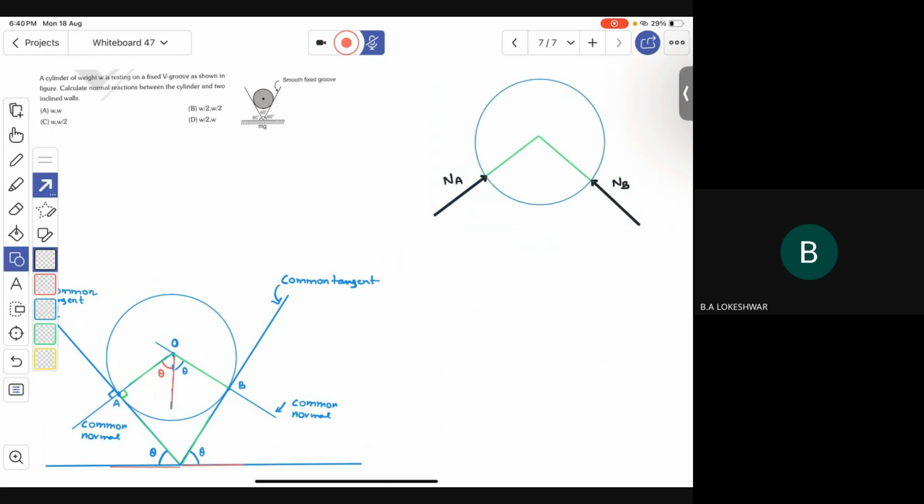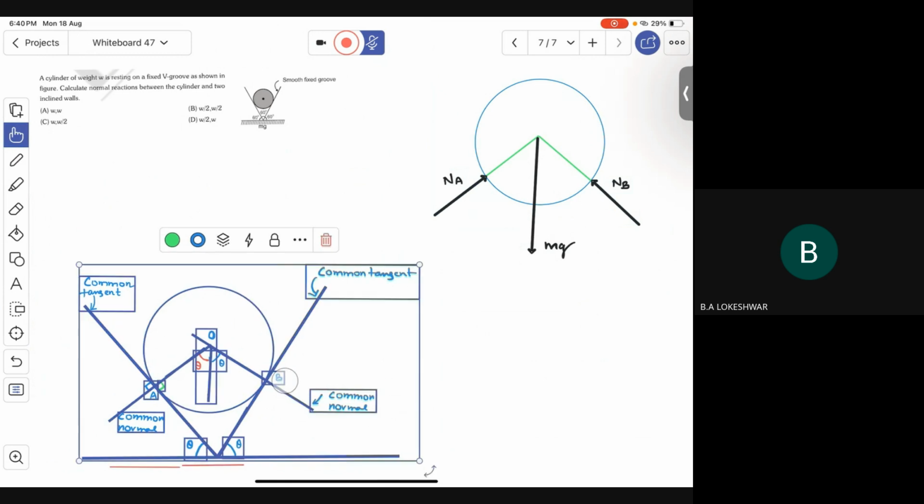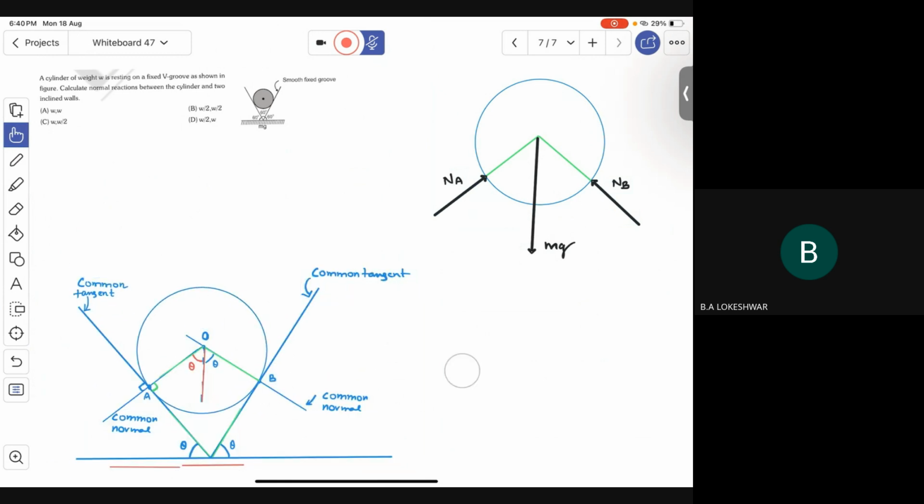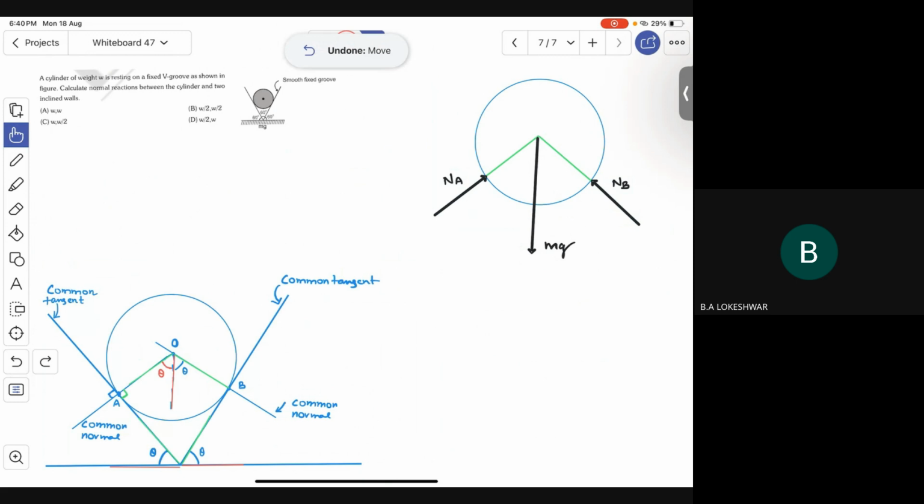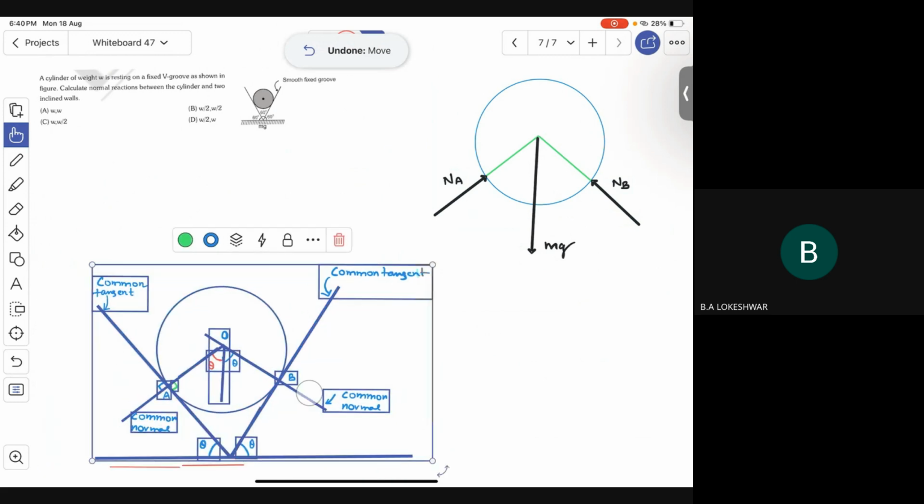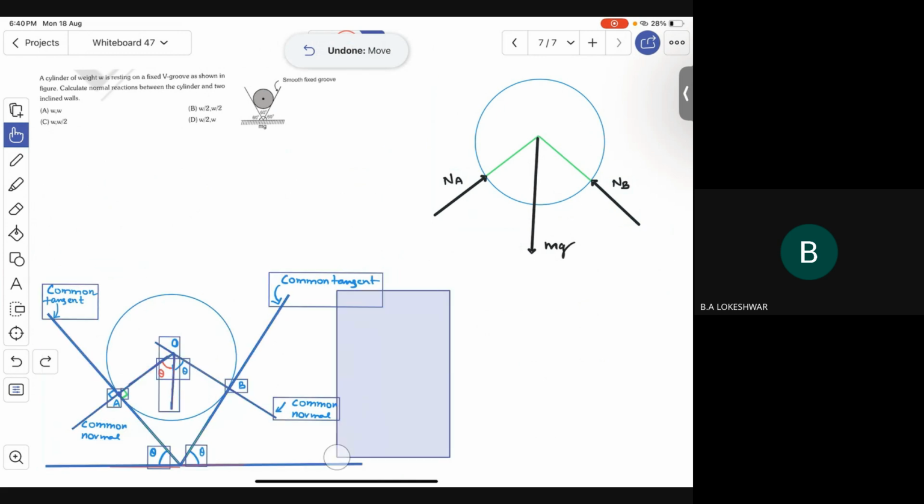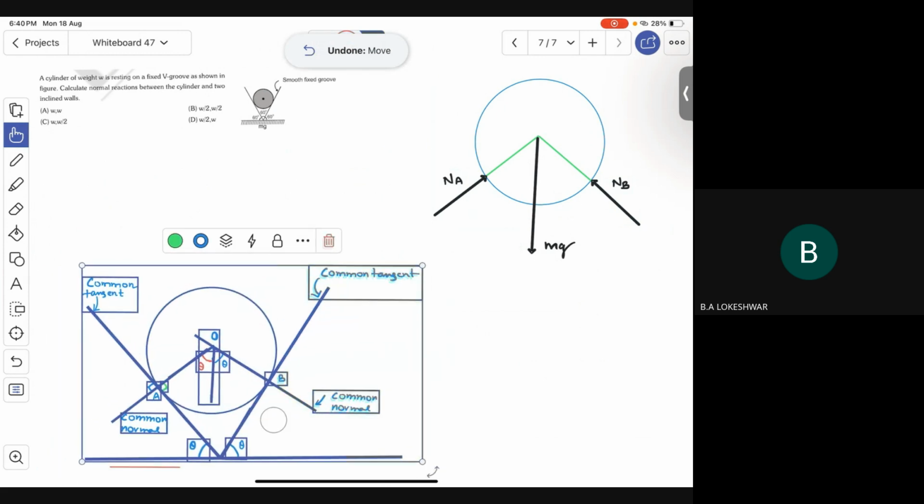And what else acts on it? Mg, no? Mg acts down like this. To show you how you can apply Lami's theorem, I will do it that way first, and then I will solve it the other way that you know already, by finding the components of vectors.